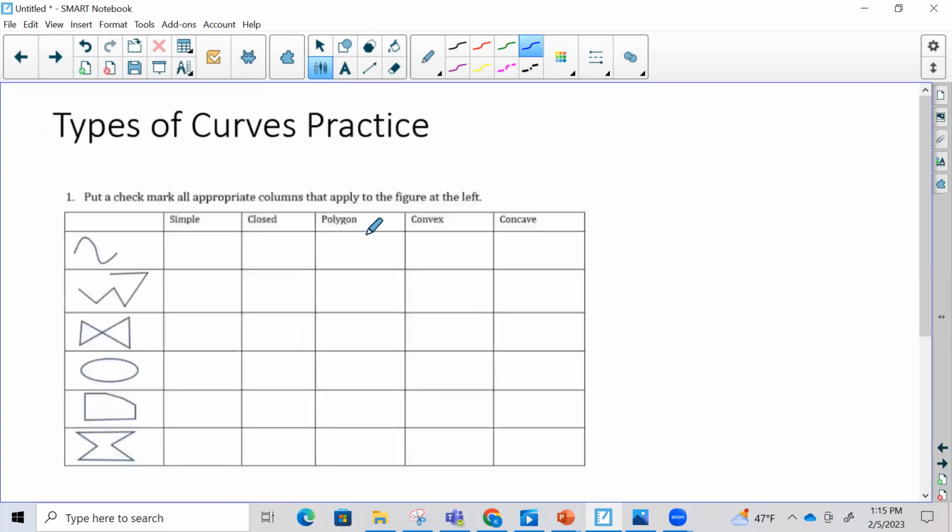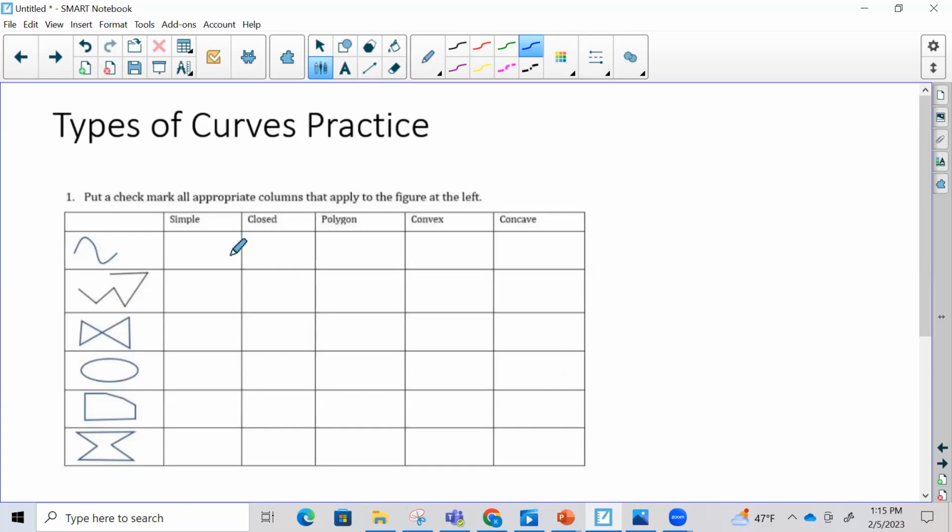Okay, so for an example, we're gonna put a check mark on all the appropriate columns that apply to the figure to the left. So I would recommend pausing the video, reading through the definitions again, and then trying to check these off, and then coming back and watching my explanation to check if you got this right.